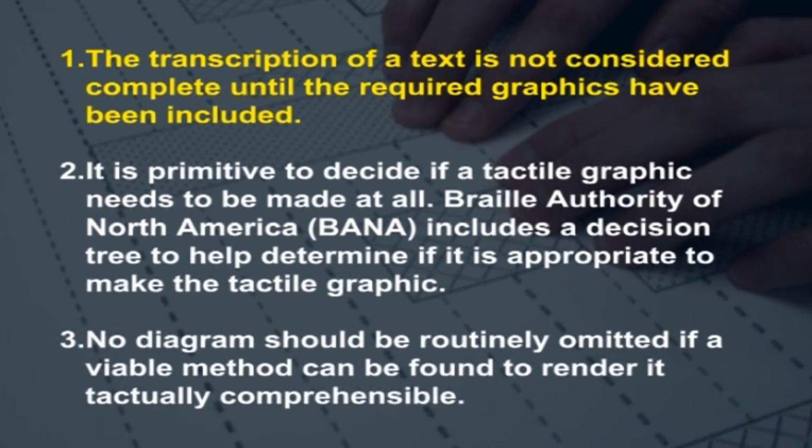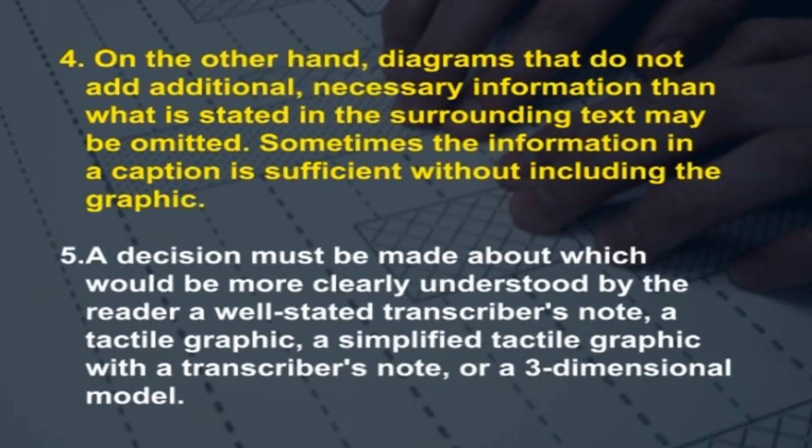First of all, the transcription of the text is not considered complete until the required graphics have been included. It is primary to decide if a tactile graphic needs to be made at all. Braille Authority of North America includes a decision tree to help determine if it is appropriate to make the tactile graphic. No diagram should be routinely omitted if a viable method can be found to render it tactually comprehensible. On the other hand, diagrams that do not add additional necessary information beyond what is stated in the surrounding text may be omitted.